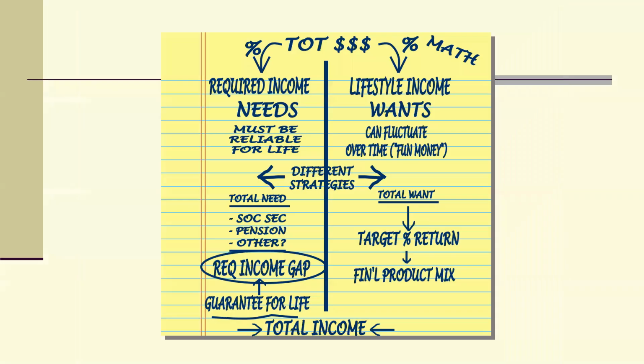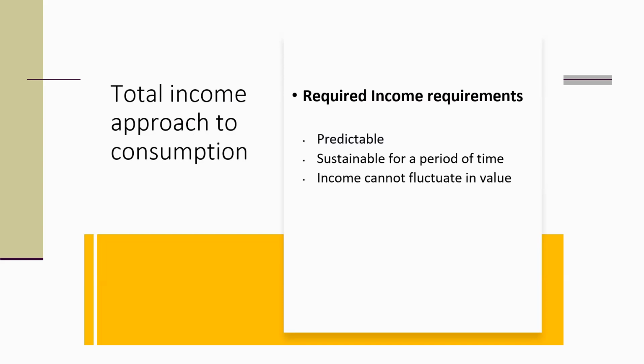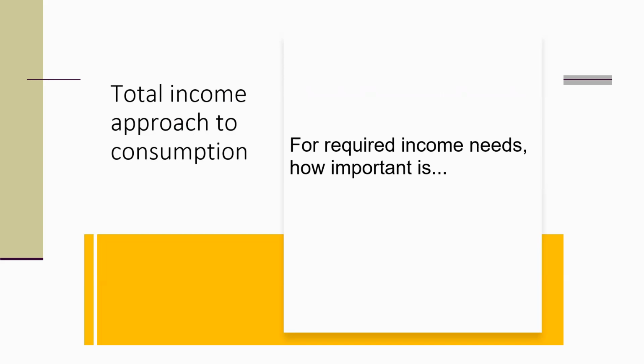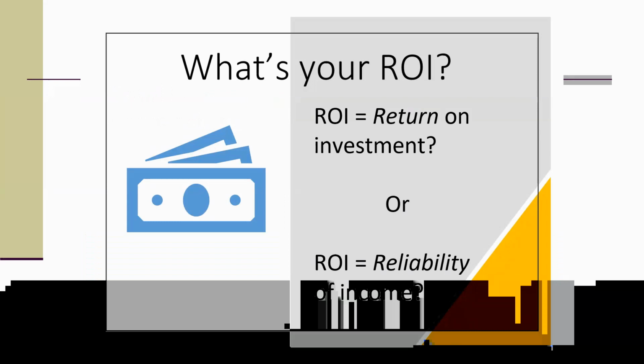So again, keeping in mind that we're trying to fill the gap, required income needs to be predictable. It needs to be sustainable for a period of time. Income cannot fluctuate in value. The best sources of required income are, again, these 4 asset classes. And so return on investment really needs to be rethought. What we're looking for here is not so much the greatest return on your investment as the best reliability of income.